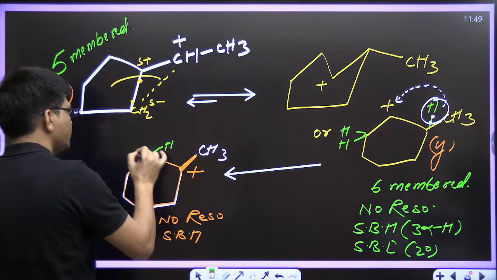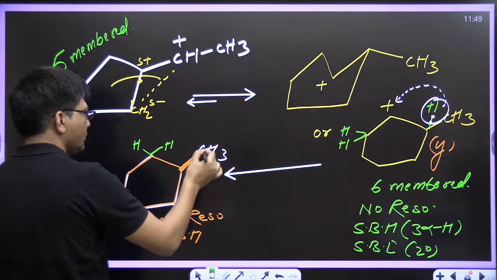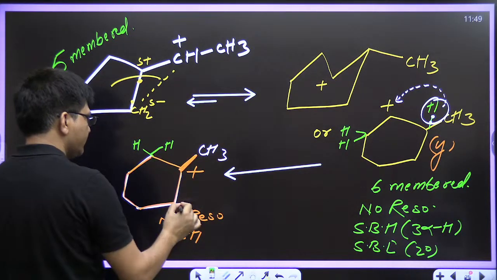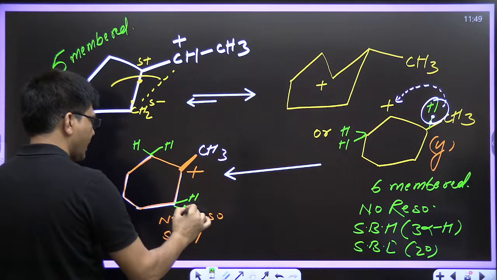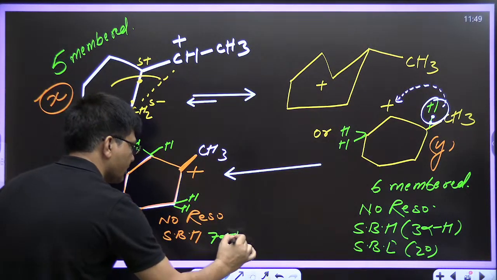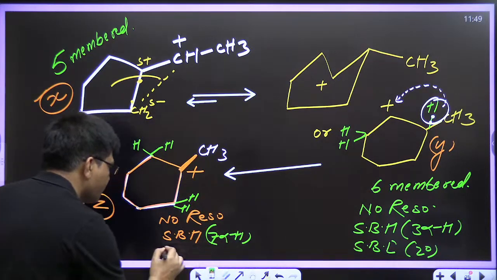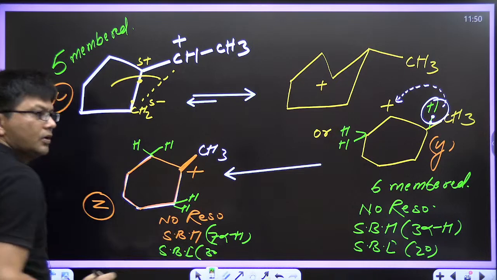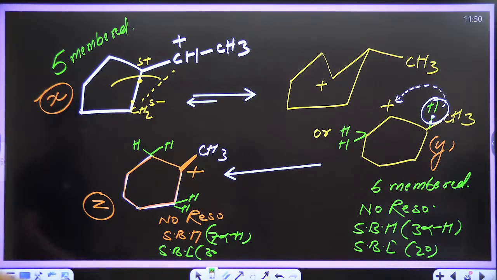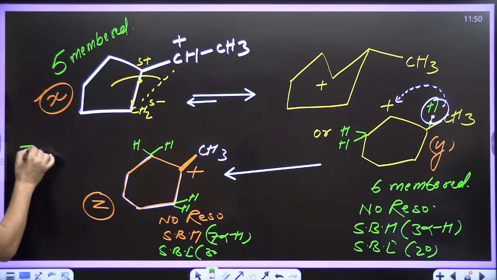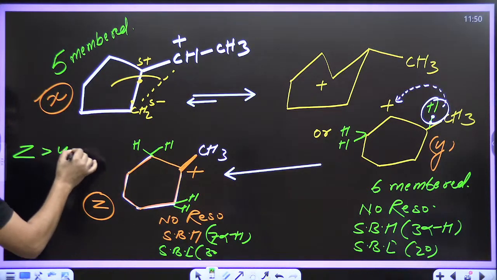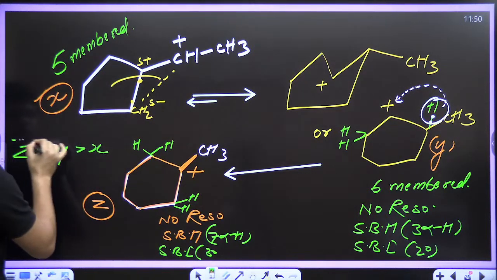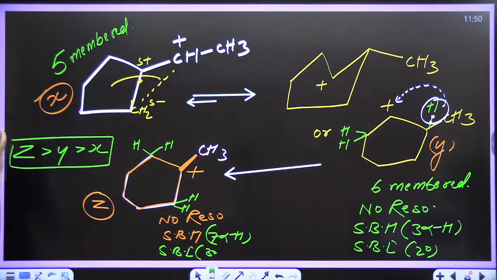How many alpha hydrogens can you see? 1, 2, 3, 4, 5, 6, 7 alpha hydrogen atoms. Got stability and stabilized by inductive effect, that is 3 degree. So which carbocation is most stable? Z is most stable. So maximum formed, then Y, and then X. They all will be responsible for product formation.